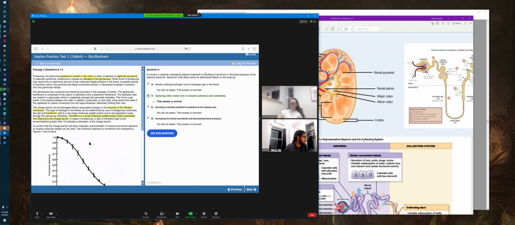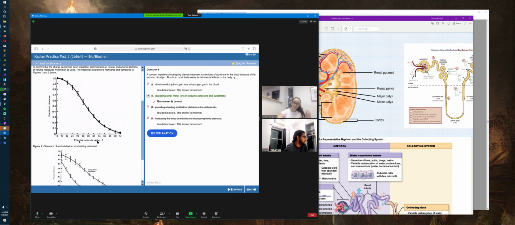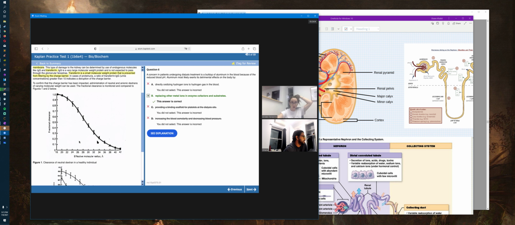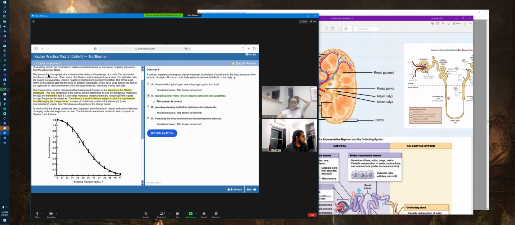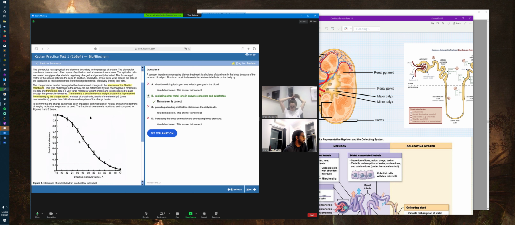Let me see the rest of this passage. So the glomerulus has a physical and electrical boundary to the passage of protein. Okay, all right. Then they just talk about more stuff.